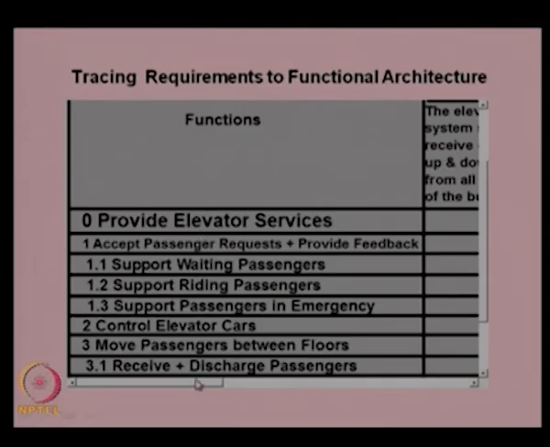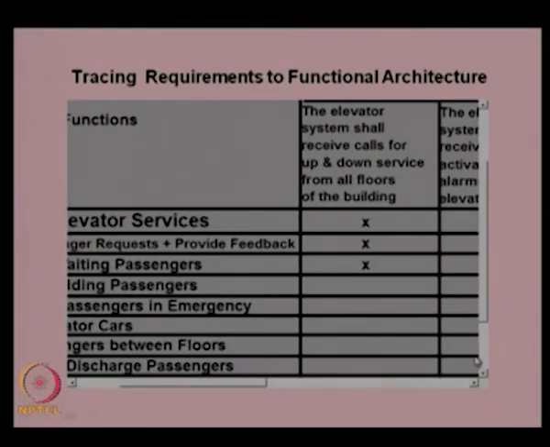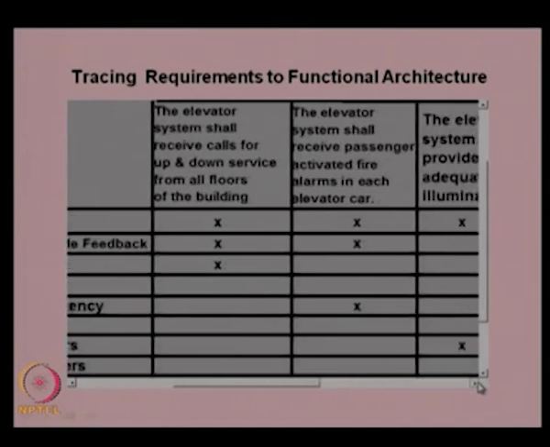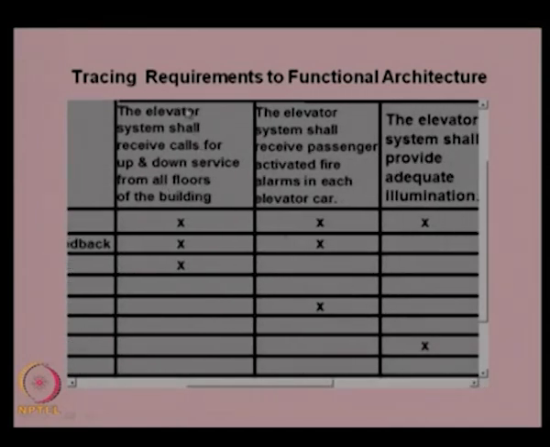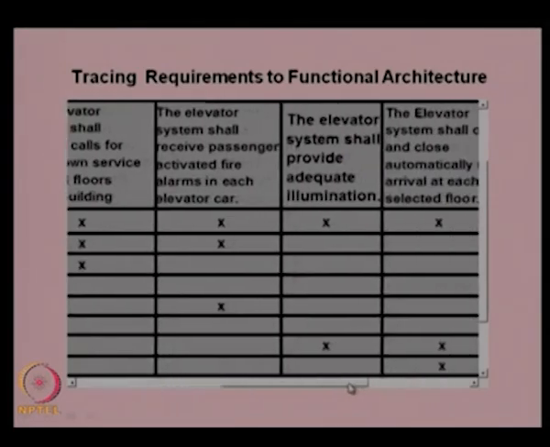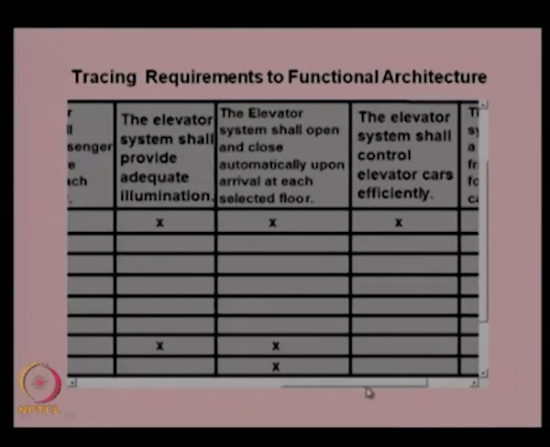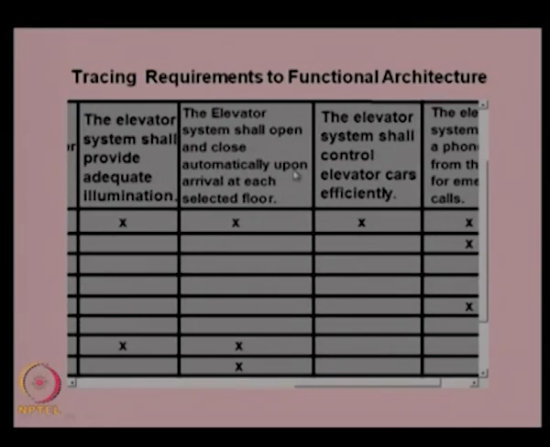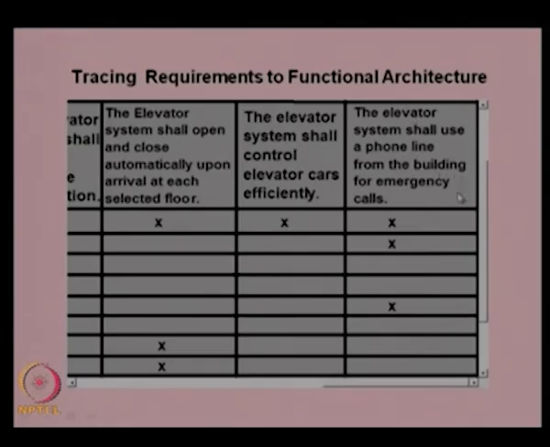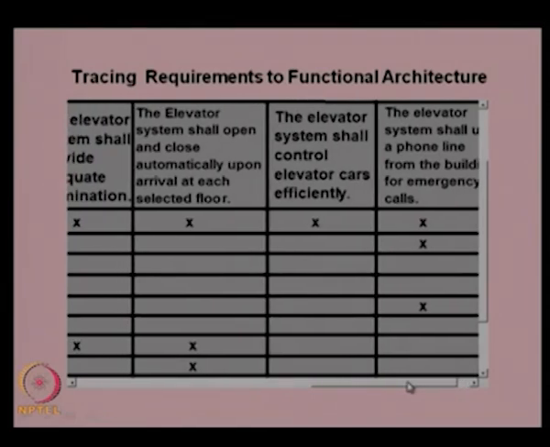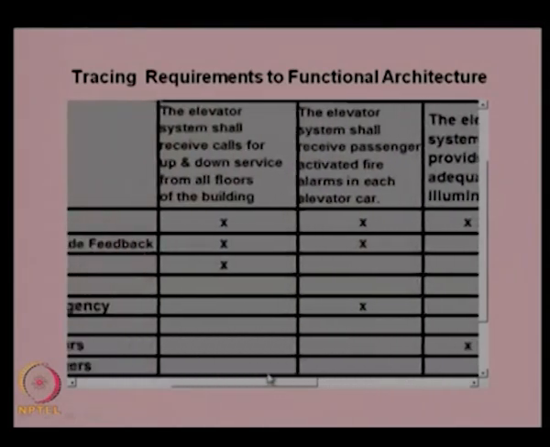If you look at provide elevator services, we can see that there are many requirements. The elevator system shall receive calls for up and down service from all doors of the building. The elevator system shall receive passenger activated fire alarms in each elevator car. The elevator system shall provide adequate illumination. These are the requirements of the customers. The elevator system shall open and close doors automatically upon arrival at each selected floor. The elevator system shall control elevator cars efficiently, and the elevator system shall use a phone line from the building for emergency calls. So these are all the requirements from the customer. We need to see how these requirements are satisfied by providing the functions.